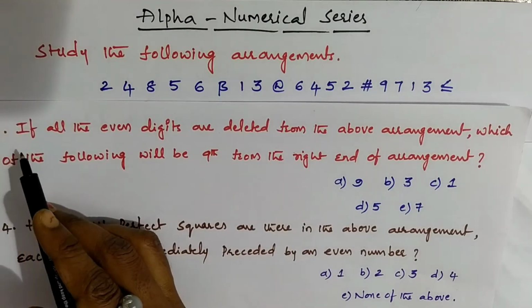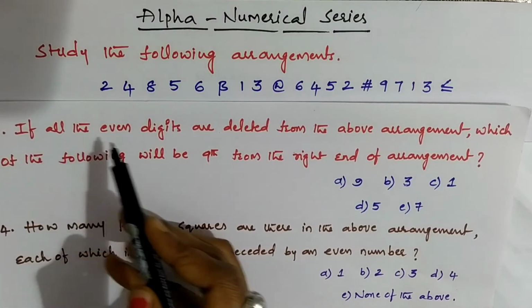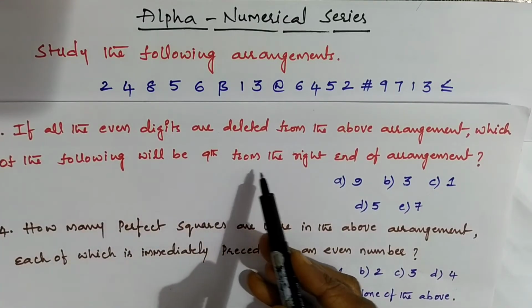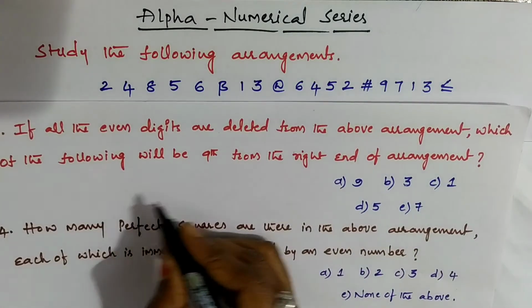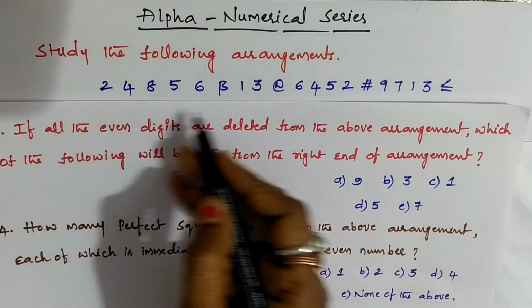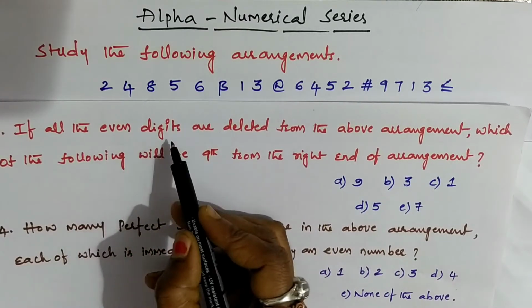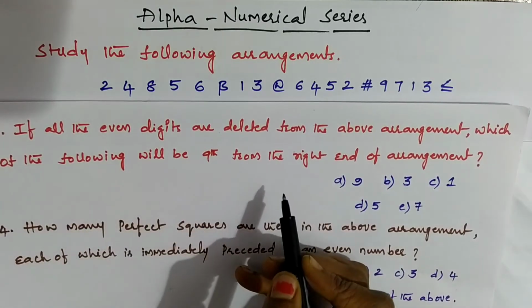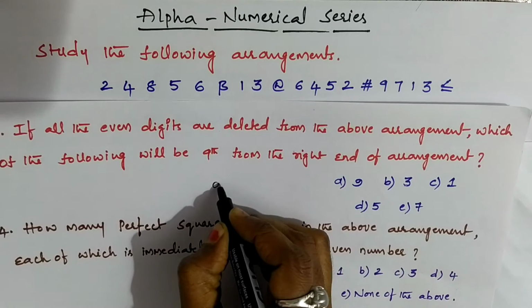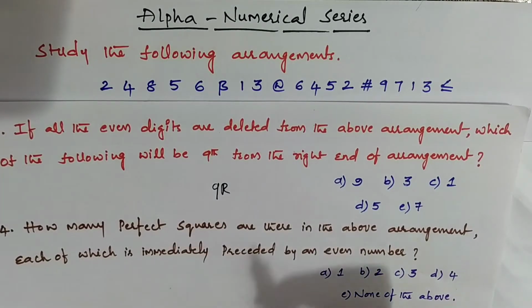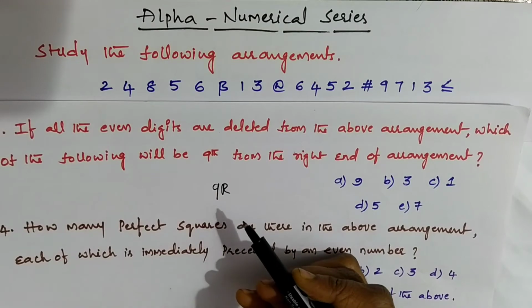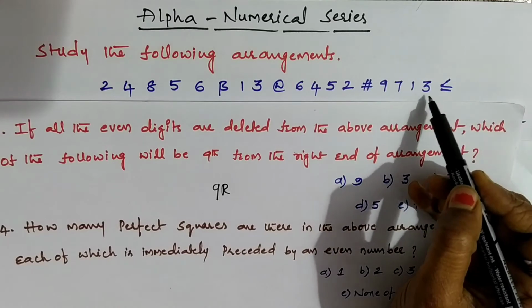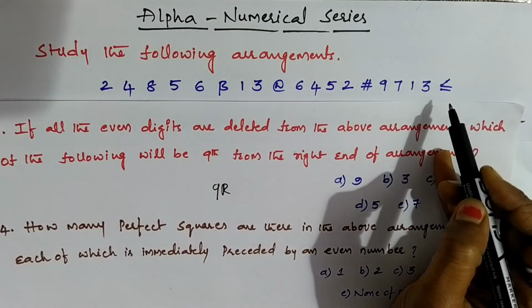Coming to the next question, that is the third one. If all the even digits are deleted from the above arrangement, which of the following will be 9th from the right end of the arrangement? Here, they are asking to delete all the even digits. After deleting even numbers in the above series, what is the 9th right element? No need to write the series again in the exam. Simply, we know the even numbers, neglect them when counting.